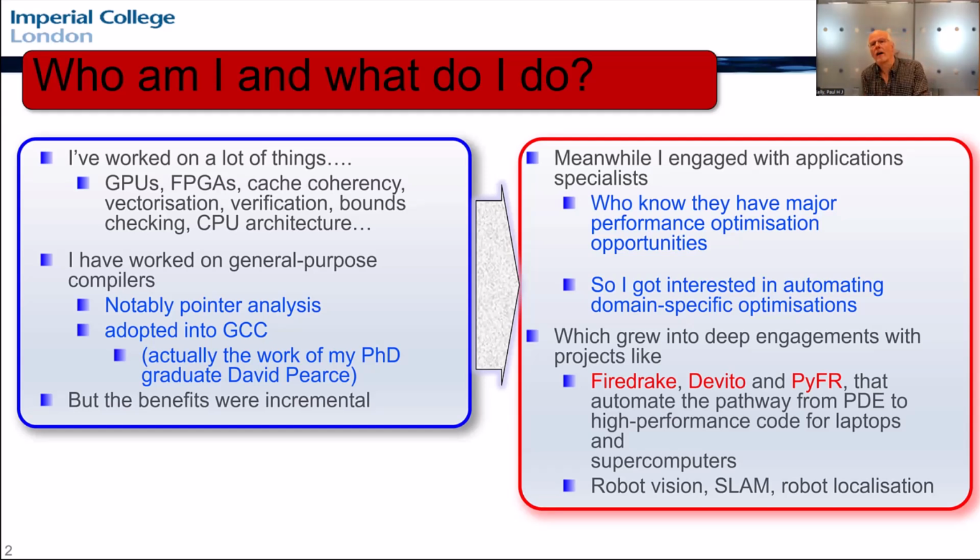Meanwhile, I met people doing exciting applications, and they really know their stuff. One of the things you learn from talking to computational scientists is that very often they know a lot about how to optimize what they're doing, but it's a huge amount of work. So I got interested in talking to them about what they were doing and automating what they told me about how we should solve their problems.